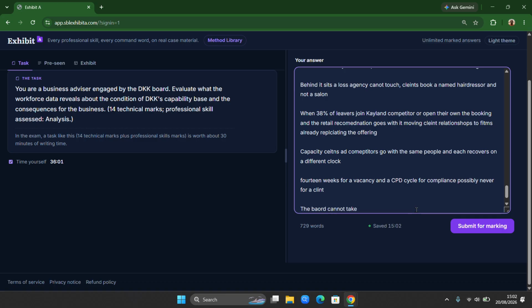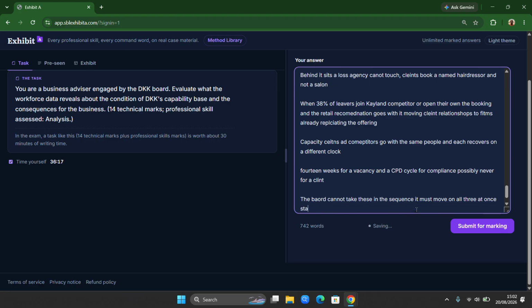Okay, so the board cannot take these in the sequence. It must move on all three at once, starting in the region of 27%. Okay, so what I'm saying there is 3 losses, 3 different recovery clocks, which means the board can't take them one at a time, and that's something that no single one of these 3 losses would have told them.